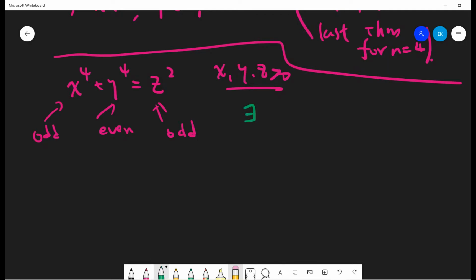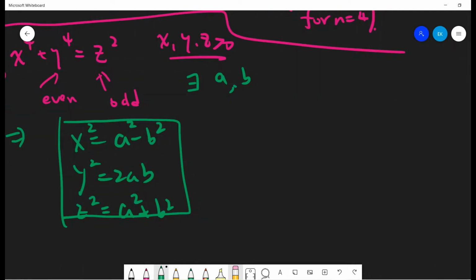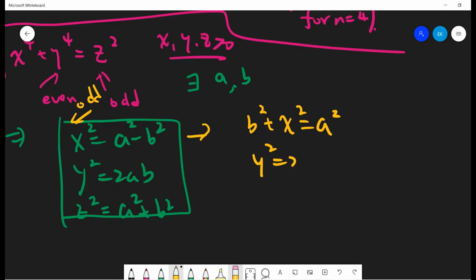there are positive integers a and b such that x squared equals a squared minus b squared, y squared is 2ab, and z squared is a squared plus b squared. So we collect everything here. Notice that x is odd, so from here you can get another equation: b squared plus x squared equals a squared. And then y squared equals 2ab, and z squared equals a squared plus b squared.